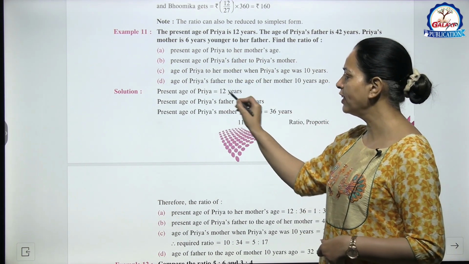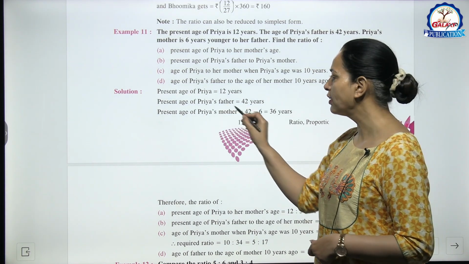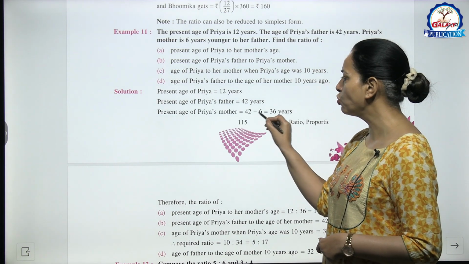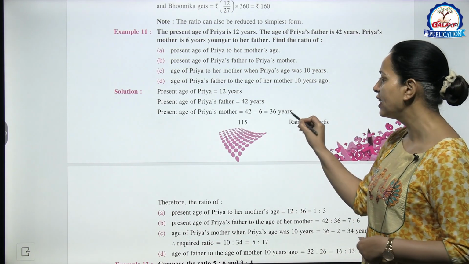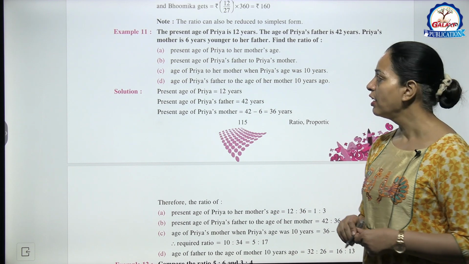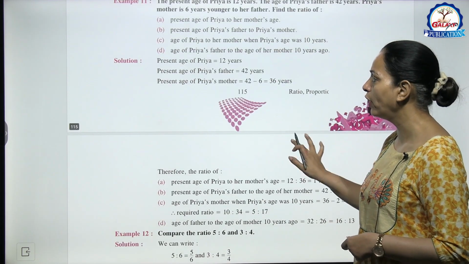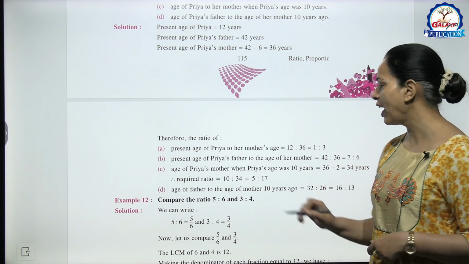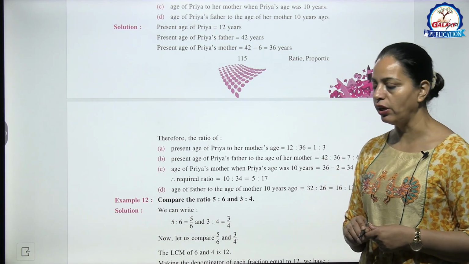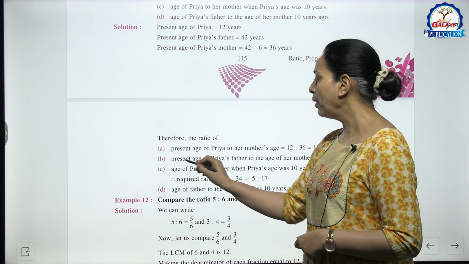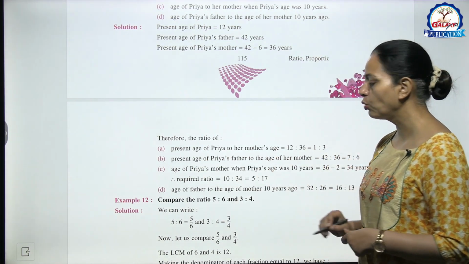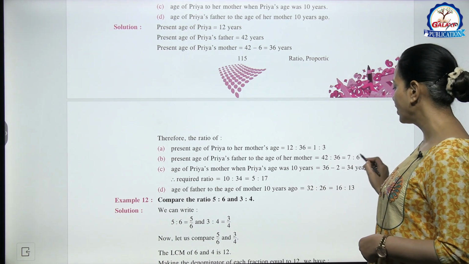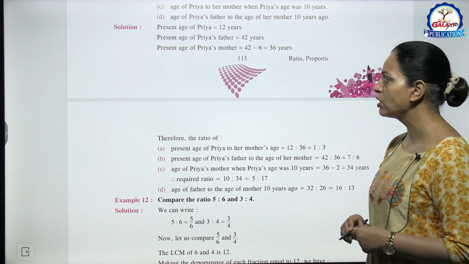We know Priya's age 12 years, Priya's father age is 42 years. So mother's age is 42 minus 6, that is 36 years. Now we have to find the ratio of age of Priya to her mother's age. So 12 is to 36, that is 1 is to 3, right? Then B part, present age of Priya's father to the age of her mother. 42 is to 36, cut it, 7 is to 6.